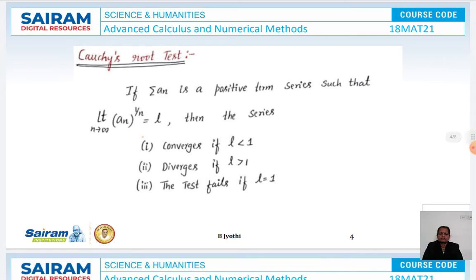Next, let us see the Cauchy's root test. If summation an is a positive term series such that limit as n tends to infinity an to the power of 1 by n is equal to L, then the series converges if L is less than 1, diverges if L is greater than 1, and the test fails if L is equal to 1. So this is all about the Cauchy's root test. Now let us solve some problems based on this.